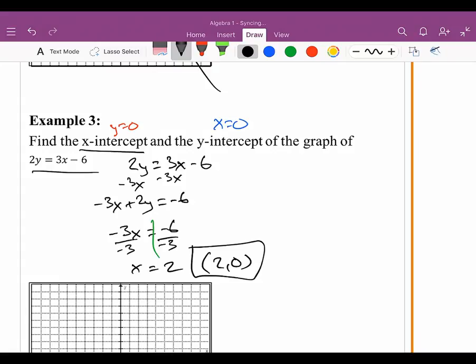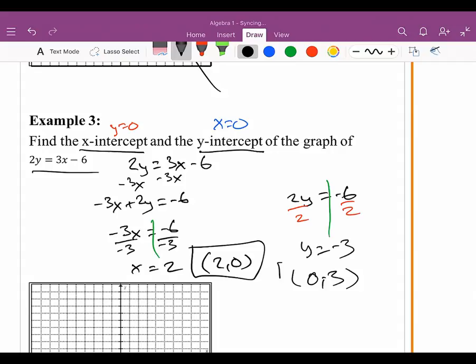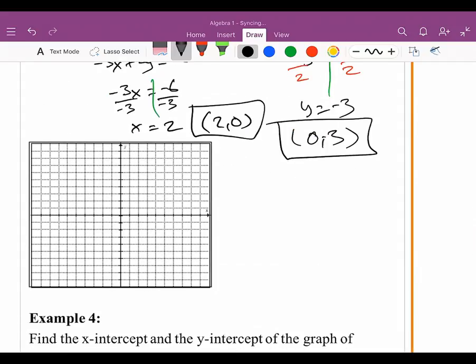So working the other way around, now I'm solving for the y-intercept. That means I can ignore this x. So let's just do 2y equals negative 6. To solve for that, divide by 2. y equals negative 6 divided by 2, negative 3. But your final answer is the point 0, negative 3. Let's graph that. 2, 0 is here, 0, negative 3 is here, and that would draw your line.